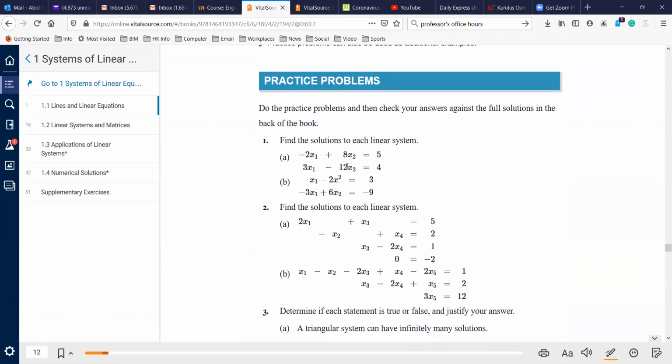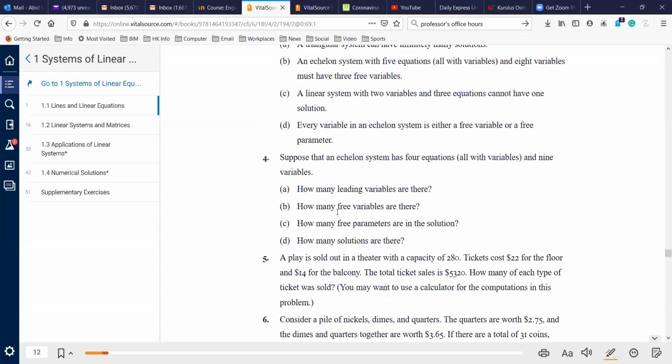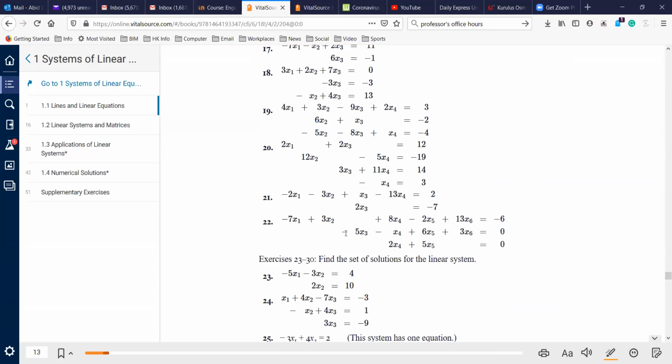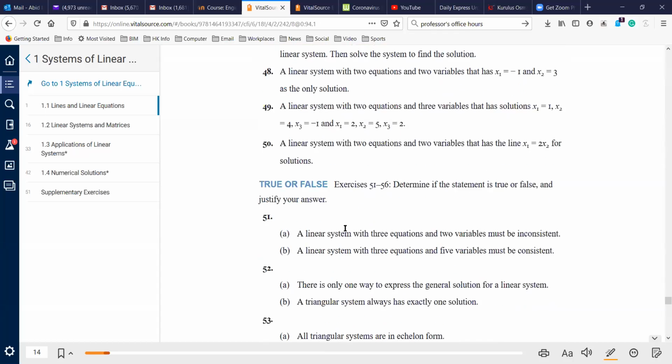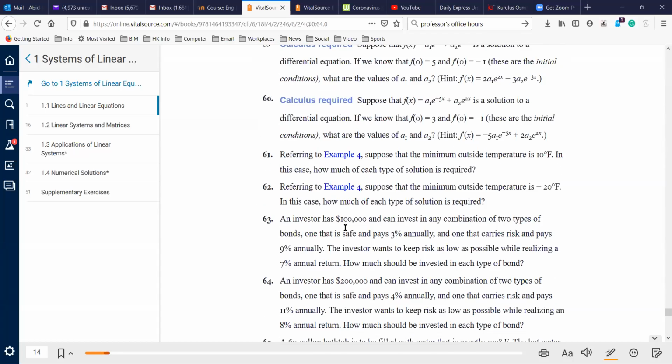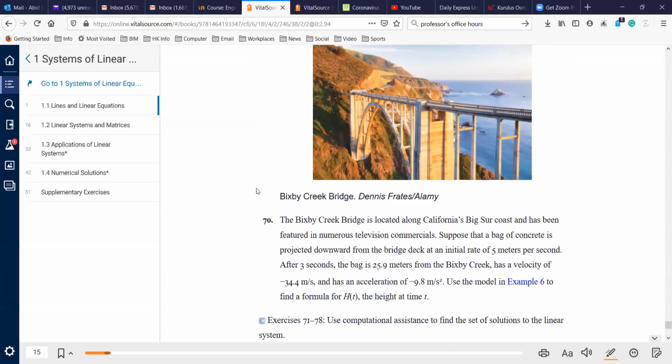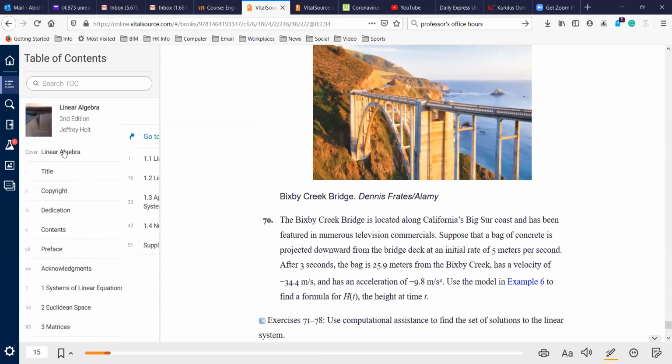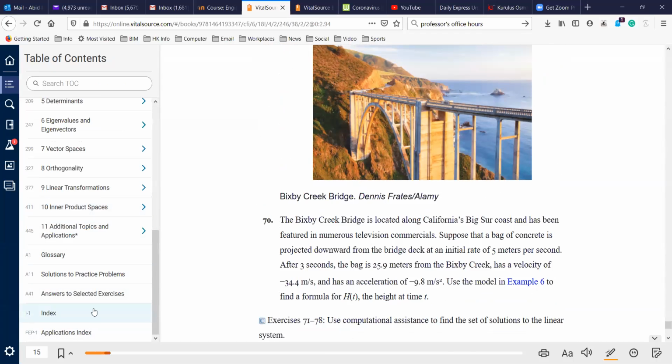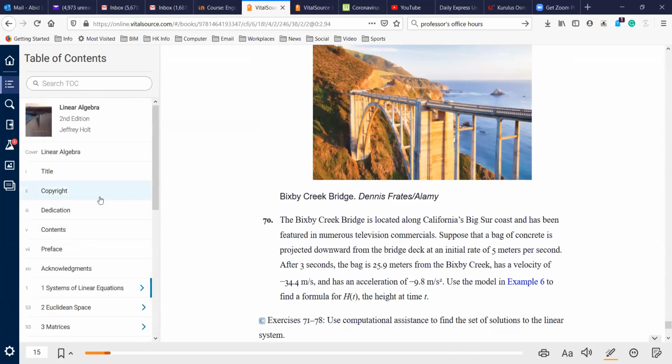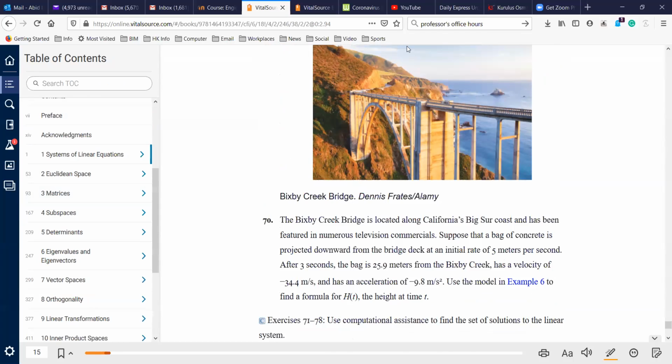The solutions of these practice problems you can find at the end of the book as well. And then of course there are some exercises. So this book is quite useful because it has so many examples given, and you can practice quite a lot from it. The solutions of the practice problems are over here, and then the answers of the selected exercises.